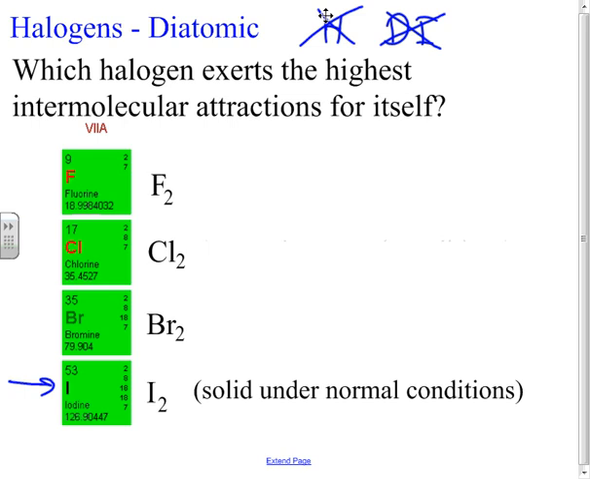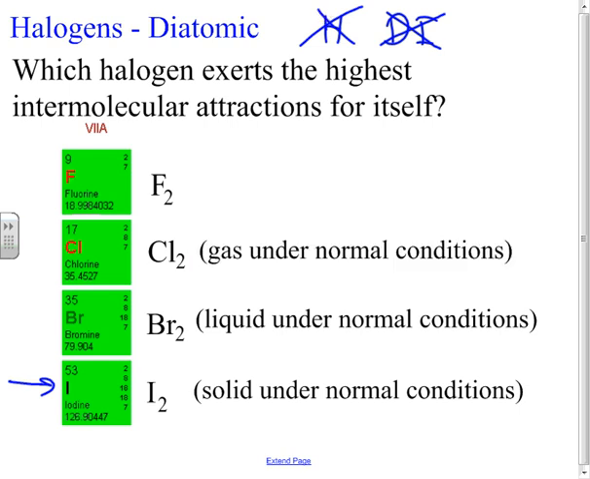Iodine turns out to be a solid under normal conditions because it has relatively strong molecular attractions. Bromine is a liquid, has weaker attractions than iodine, but it is stronger than the chlorine or the fluorine, which are gases under normal conditions. Again, as you increase the number of electrons in the molecule, the dispersion force increases, making the freezing point go up, boiling point go up, making it more likely to be a solid or liquid under normal conditions.